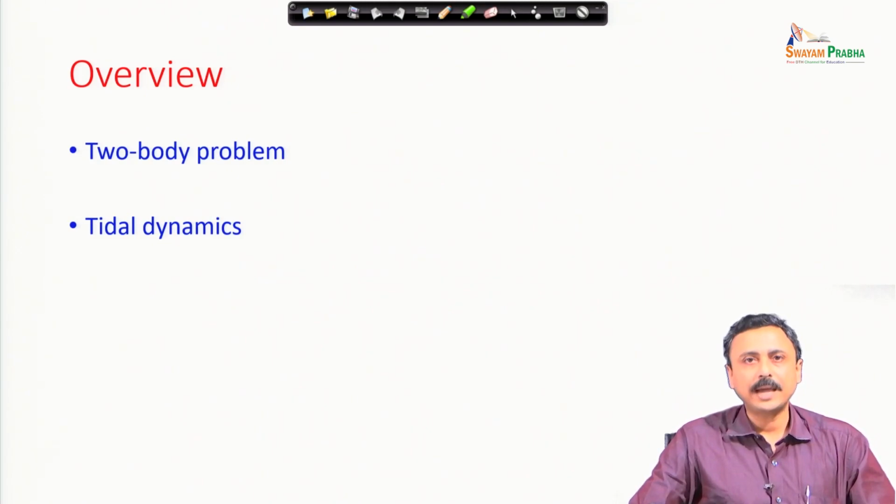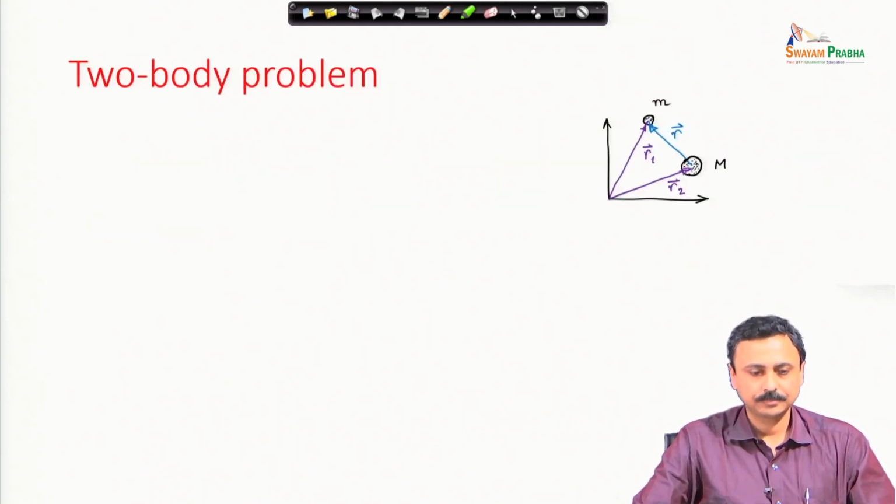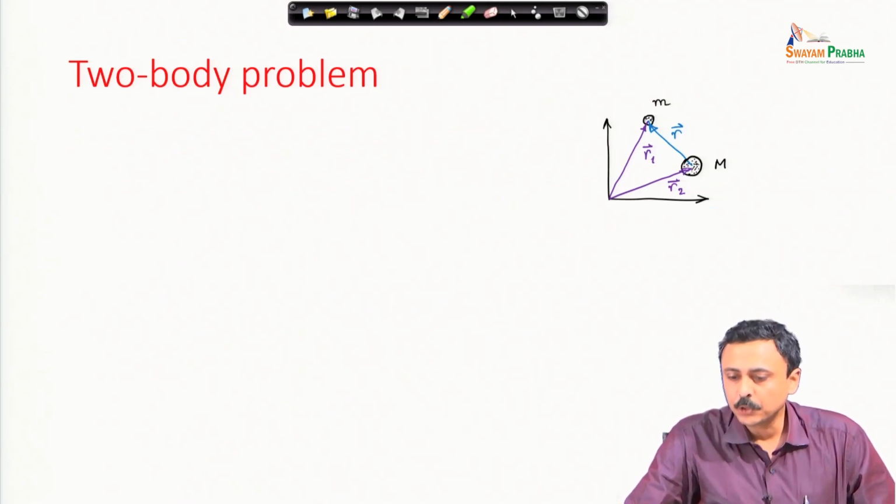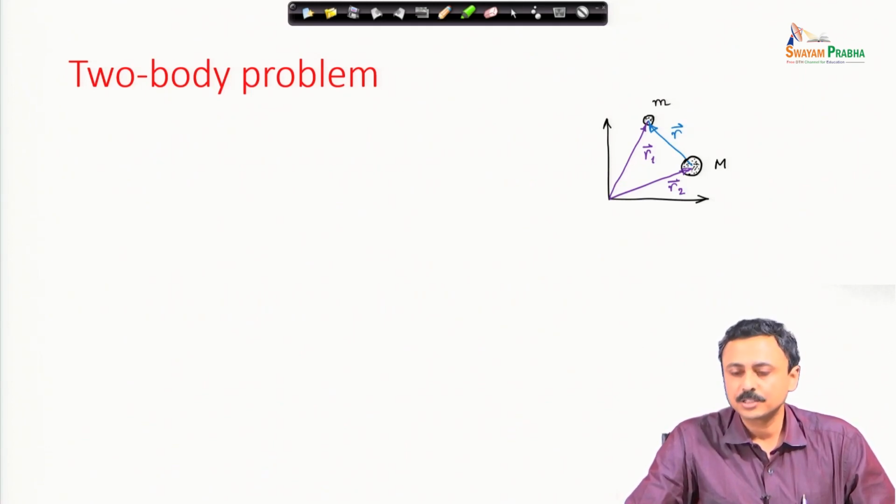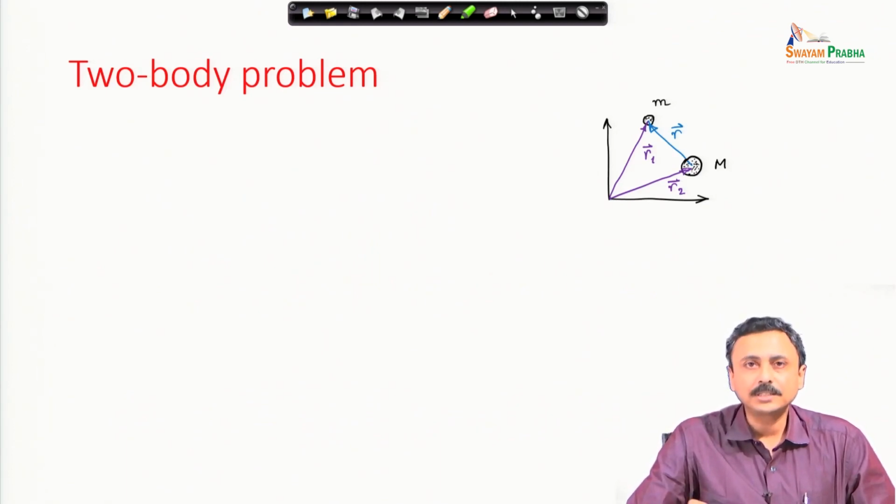Then we are going to look at tidal dynamics, how tides form and why do they form, and some features of tides. We start with this two body problem. Consider this figure where I have shown two point masses, one capital M which is larger and small m which is smaller mass. The position vectors in some inertial frame of reference are indicated by r1 vector and r2 vector for the small m and the capital M, and r vector is from capital M to small m.